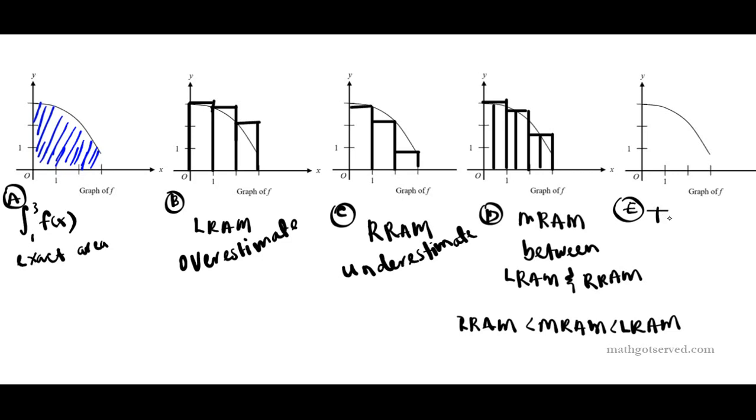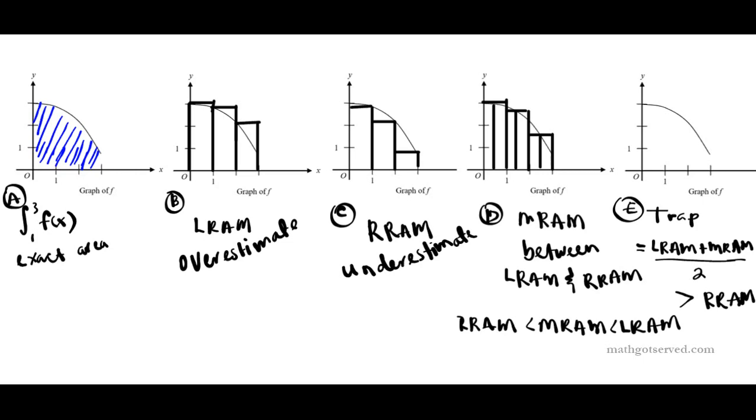Okay, let's take a look at the last one, option E, the trapezoidal approximation. That one is simply the average of LRAM and RRAM. So this one is LRAM plus RRAM divided by 2. If you average LRAM and RRAM, how does the resulting average compare to the lower of the two? The average is going to be bigger. The average is going to be right between these two. So this trapezoidal approximation is automatically greater than the right rectangle approximation.